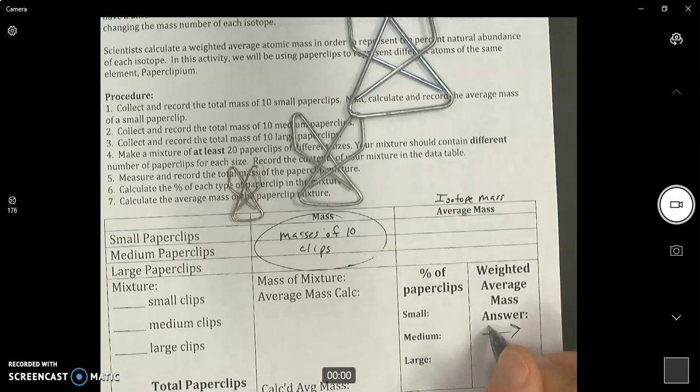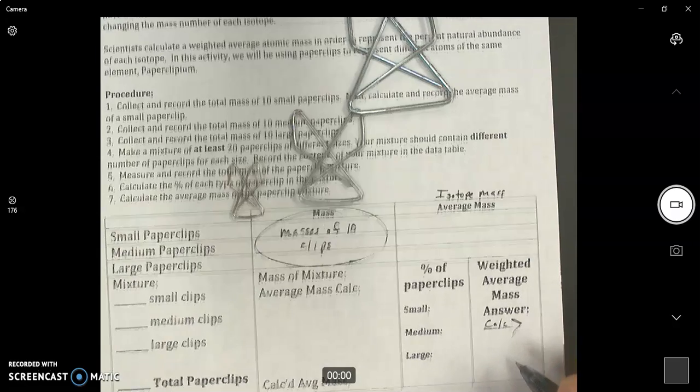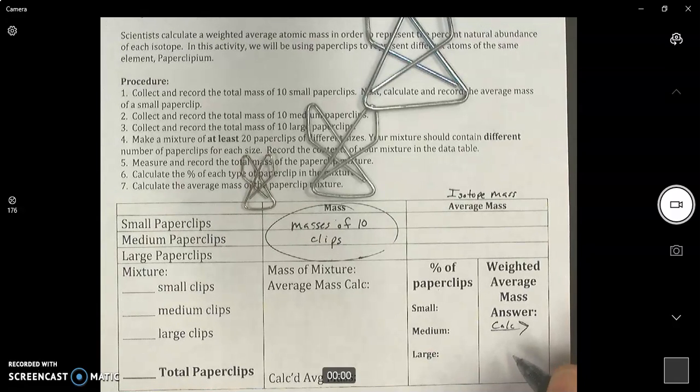The calculation for the weighted average will be done on the back. There's a space provided for that, but you do need to write the answer here when you're done. Okay? Now, the next piece is that you're given the number of small, medium, and large clips that were put into a sample.